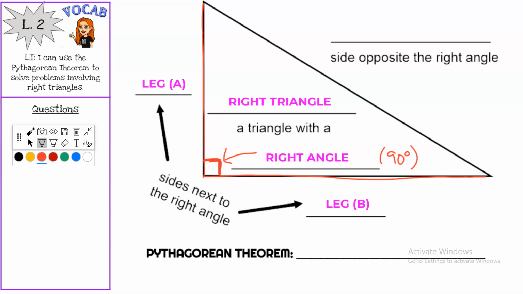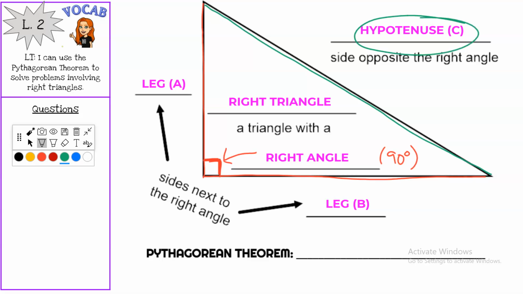Then there's the side that's opposite, the side that doesn't touch the right angle at all. We call that the hypotenuse. Practice saying that one 5 times fast. Hypotenuse, hypotenuse, hypotenuse. That's how we say that word right here: hypotenuse. So that's our right triangle, and that's how we label it.